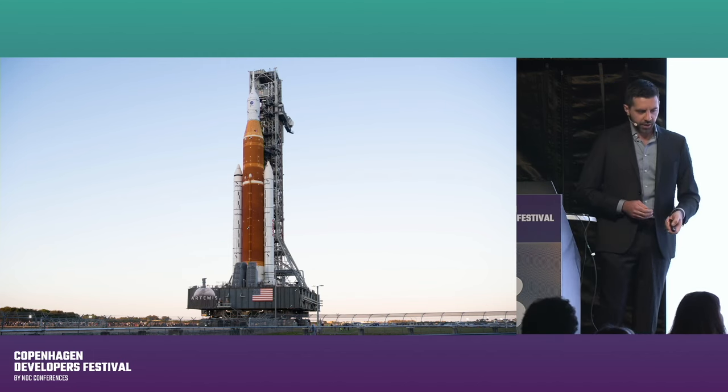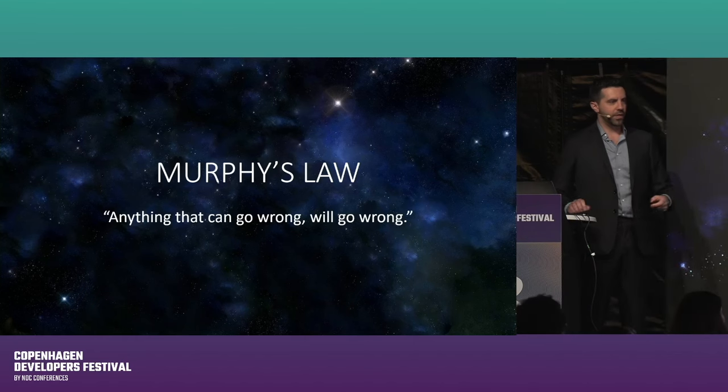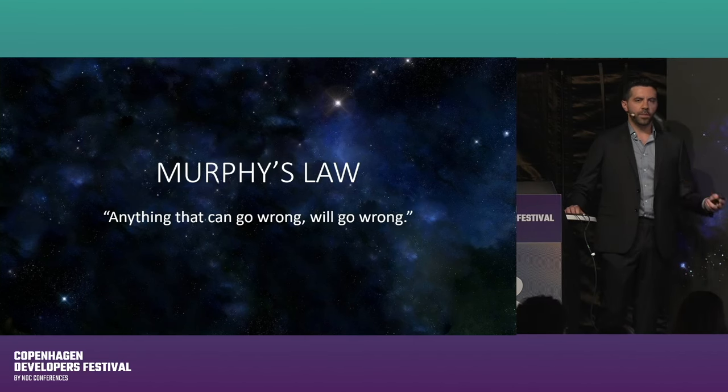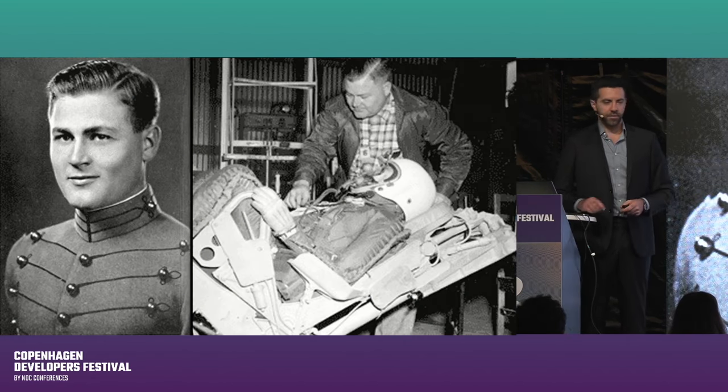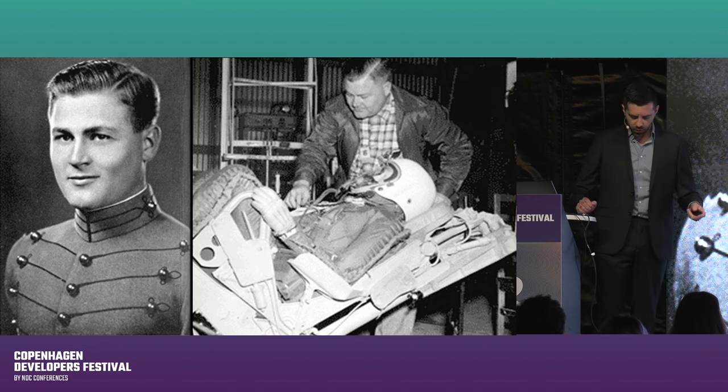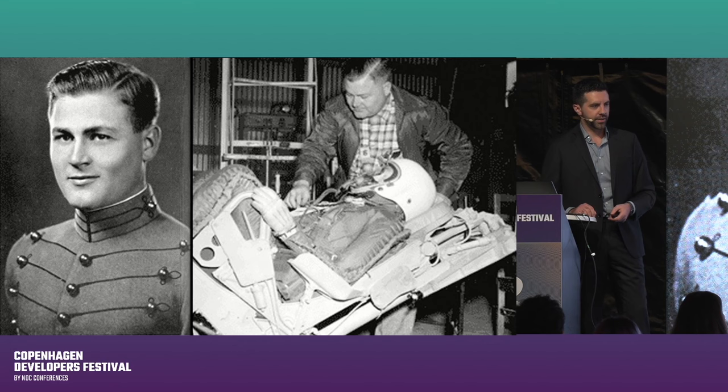Now, whenever we talk about aerospace, we have to keep in mind Murphy's Law. This is something that I think most people have heard of: anything that can go wrong will go wrong. And this actually came from aerospace development. This term was coined by Edward Murphy Jr., who was a pilot in World War II, and then he worked as an engineer on rocket sleds for the US Air Force.